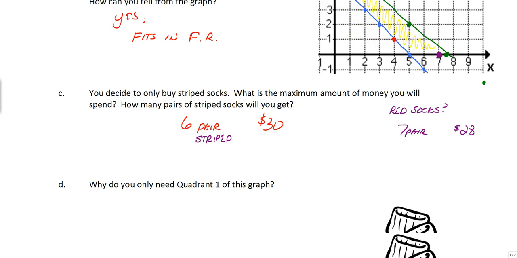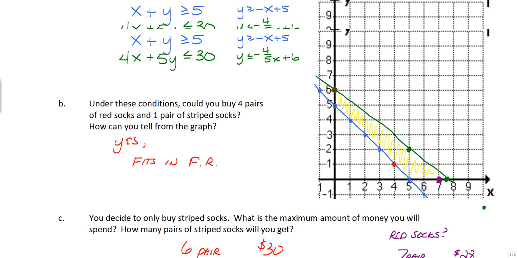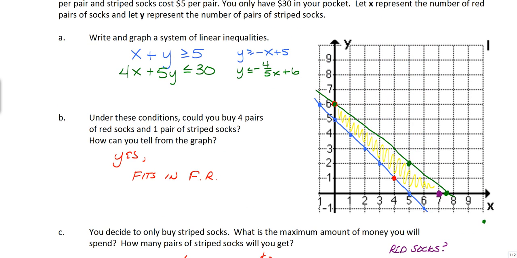The last question is, why do you only need quadrant 1? Well, the question of the day is, can you buy negative pairs of socks? No, you can't. You can't take your socks from your drawer, bring them to the store, and say, here, let's trade. You take 4 of my socks, and I would like 4 of your socks for free. No, not going to work. So you can't have negative socks. You also can't have negative money. So there you go. That's why you only use quadrant 1.